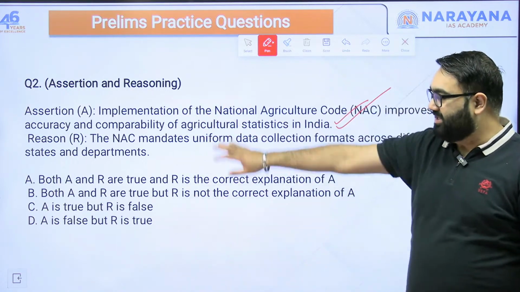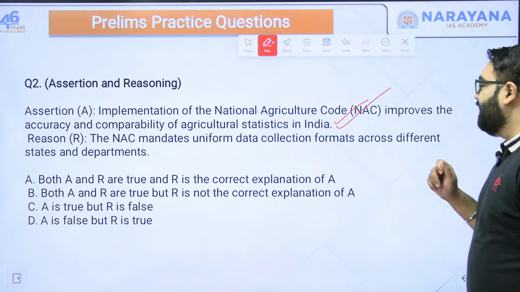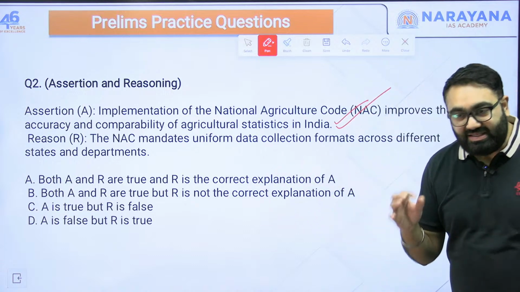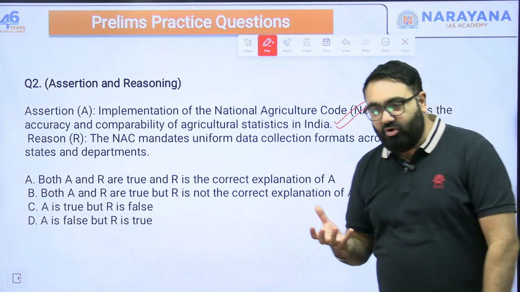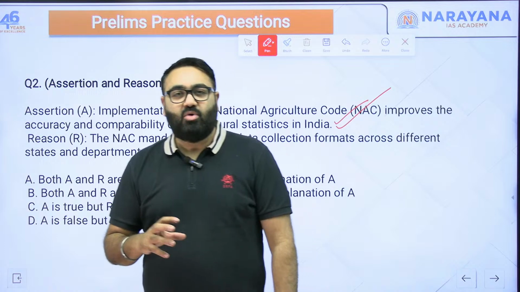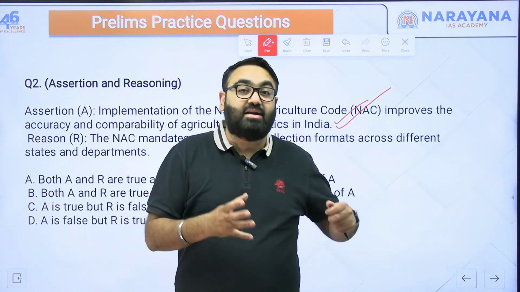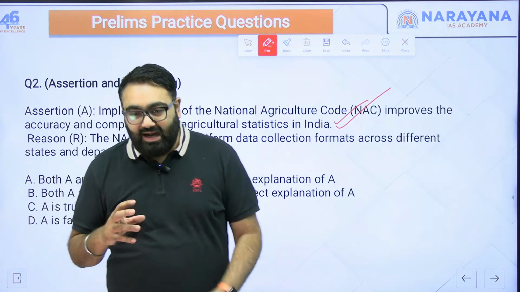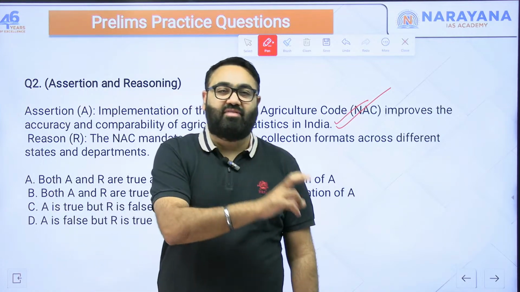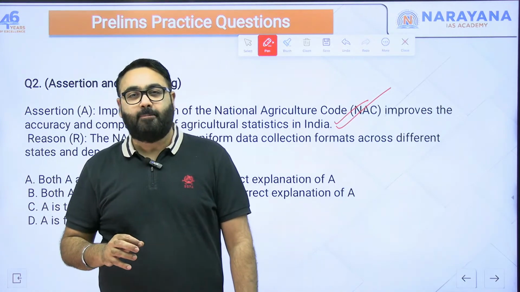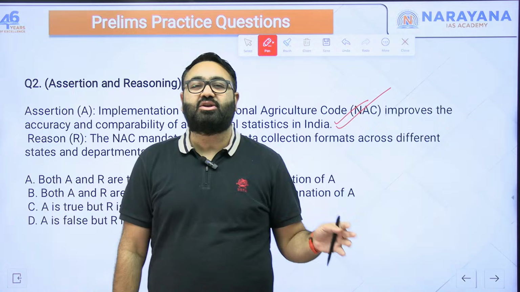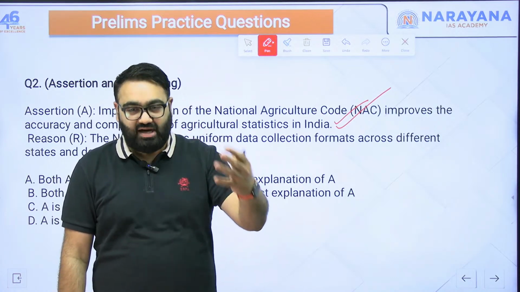So first is correct. Second, the NAC mandates uniform data collection formats across different states and departments. This part again is correct. This is how the standards are set. If you allow everyone to collect their data in a format that they want, if you allow everyone to store the data or values in the manner that they want, then there is no standardization. The entire idea of standardization is that everyone has to collect the data, has to collect the values in a certain set format, so that they can then be certified by an organization such as BIS, and then the standardization can be accorded to them, or a certain certificate can be given to them.